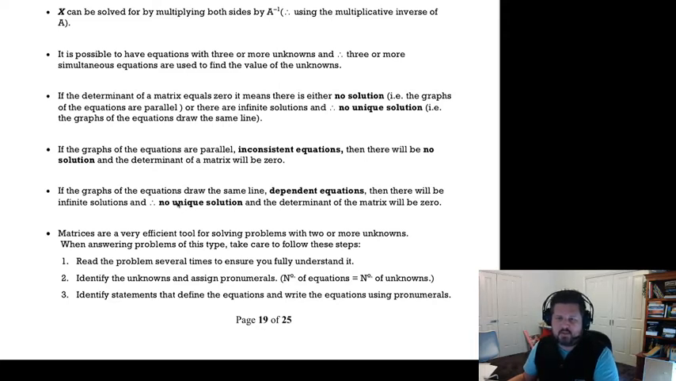Next step is to identify the unknowns and assign appropriate pronumerals for them. And when you are doing that, remember, as we said at the start, the number of equations is going to be equal to the number of unknowns. Last but not least, we'll identify statements that define the equations and write out the equations using pronumerals. Cool. Alrighty, let's now have a look at some examples.